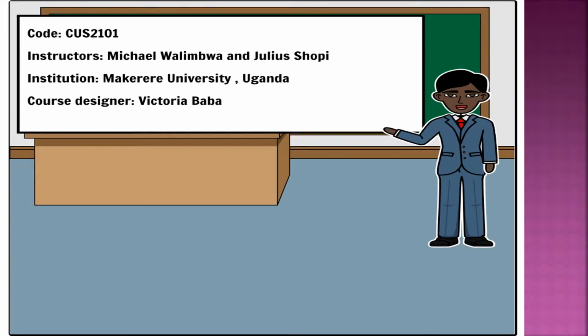Our course code for this module is CUS2101. Our instructors are going to be Mr. Michael Walimba and Mr. Julius Shopping. And as we all know, our university is called Makerere University, Uganda, and our course designer will be Victoria Baba.